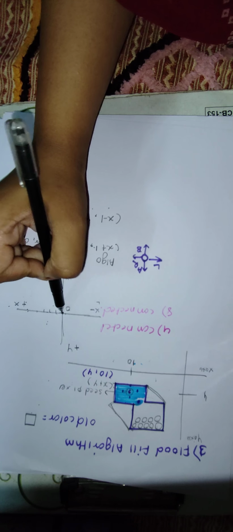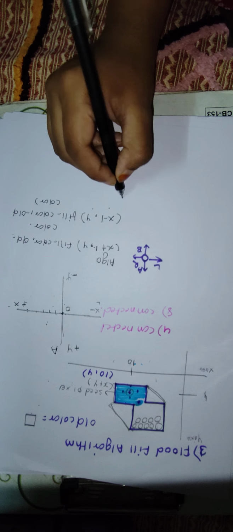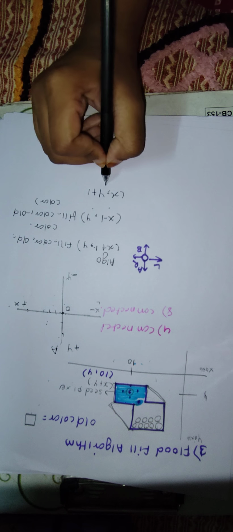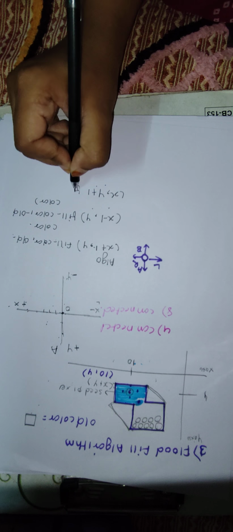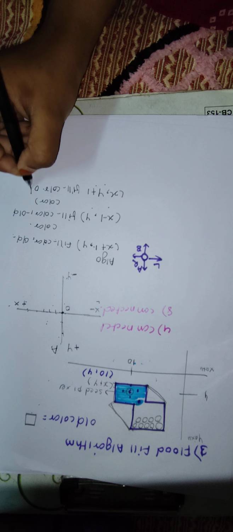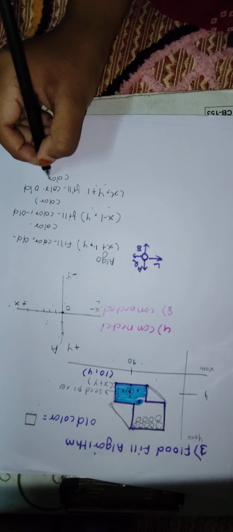Okay, now the third condition: here x is constant. Now we are going in the above direction, so x will be constant and y must be incremented, because we are going upward. So x will be constant and y plus 1, with fill color and old color. Old color is white, and we are providing the new color as sky blue.